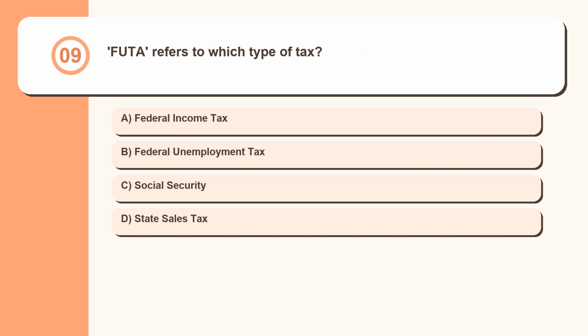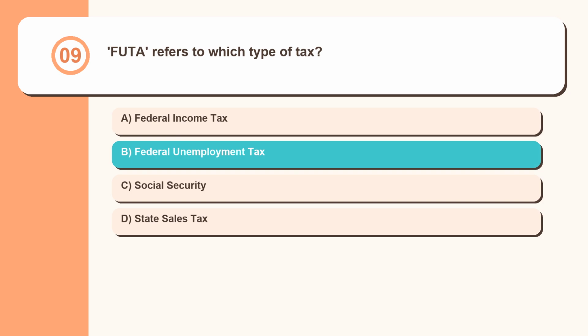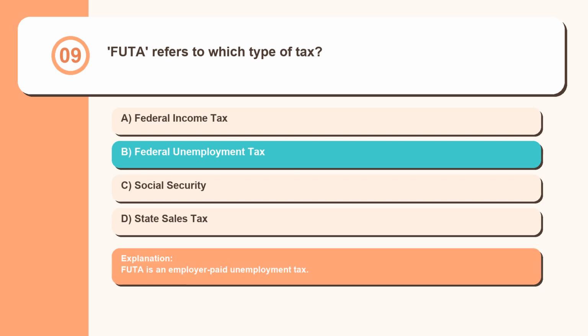Question 9. FUTA refers to which type of tax? Federal income tax, federal unemployment tax, Social Security, state sales tax. FUTA is an employer-paid unemployment tax.